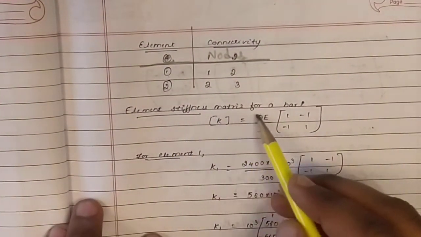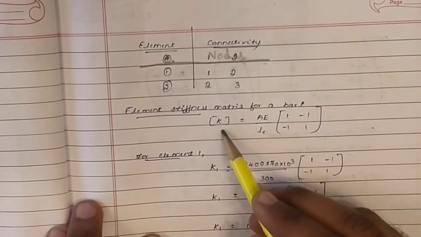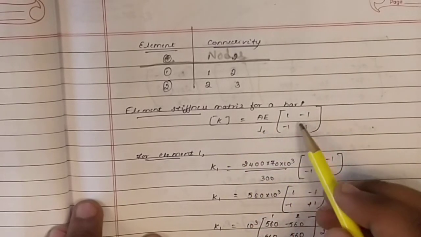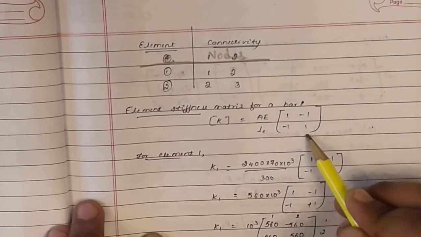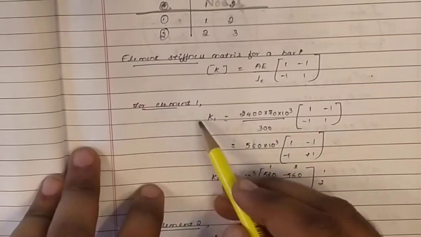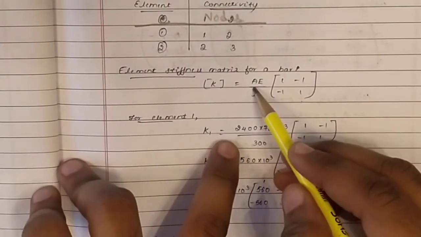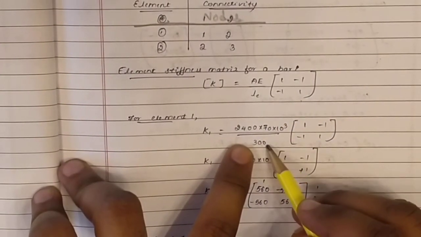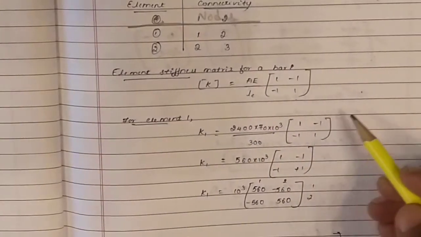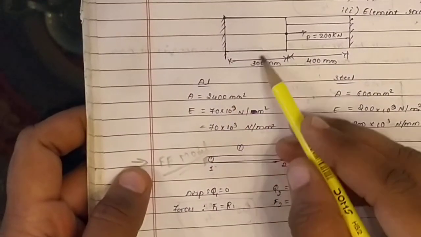Okay, next, element stiffness matrix for bar. We have derived this. K is equal to AE by LE times the matrix 1 minus 1, minus 1 1, which is the element stiffness matrix for the bar, which we derived in the previous class. Next, for element 1, K1 is equal to A1 E1 by L1. Okay, A1 E1 by L1 into 1 minus 1, minus 1 1. So you have to be very careful. This is the first element.